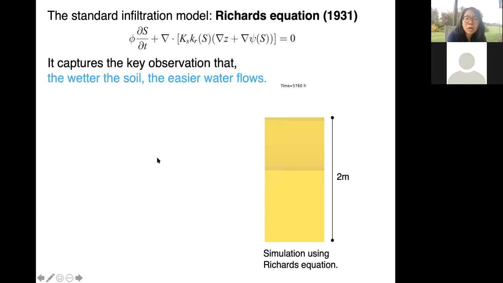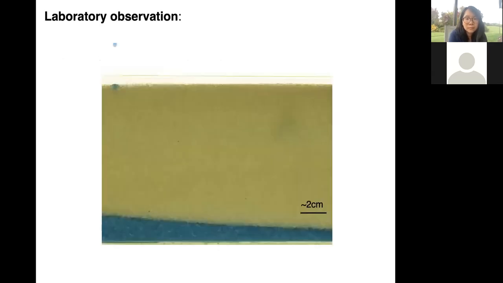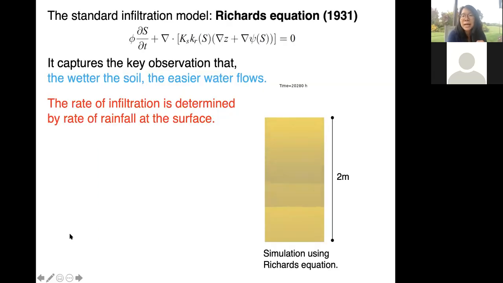One thing that this model is really good at is capturing the key observation that the wetter the soil, the easier water flows in the system. But in the context of infiltration, what this model really suggests is that the rate of infiltration of water in the subsurface is solely determined by the rate of rainfall that arrives at the surface. Even though it's a standard model, it's been controversial in the field because it's pretty much wrong about a lot of other things, even though it's good at capturing some of the key observations.